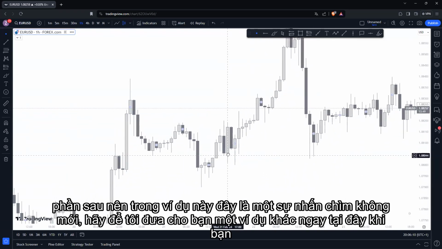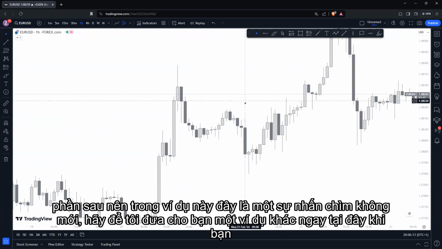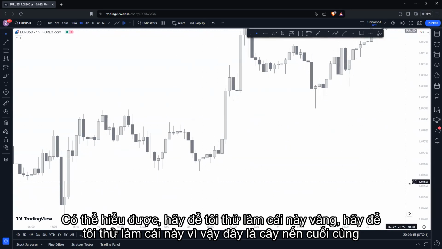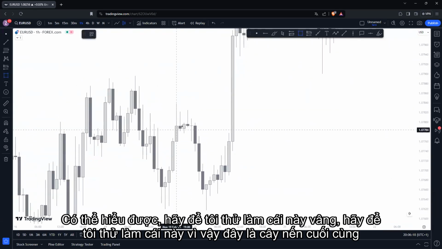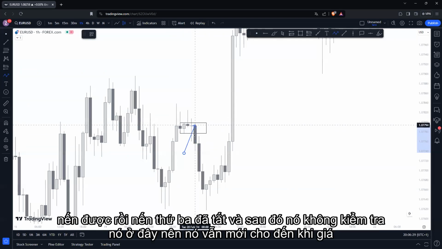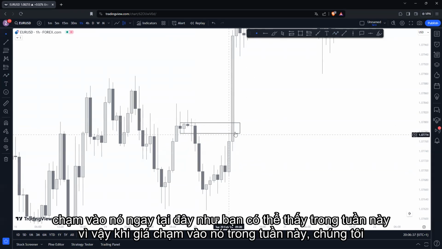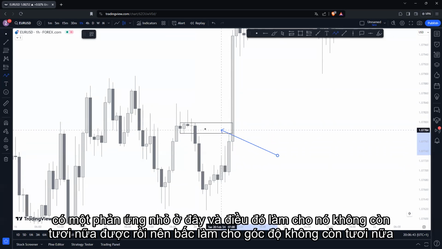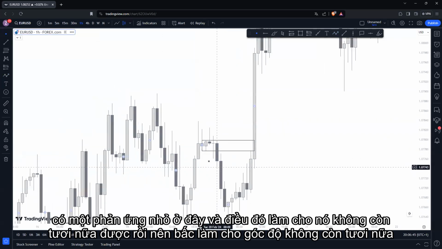Let me give you another example right here. As you can see, okay, let me try and do this one. So this is the last up candle before the down move, right? Where do you check the body closure that went out of it? So 1, 2, third candle, okay? Third candle went out of it, and then it didn't test it here, so it was fresh until price touched it right here, as you can see with this wick. So once price touched it with this wick, we got a small reaction right here, and that made it unfresh, okay? So the wick makes the engulf unfresh.